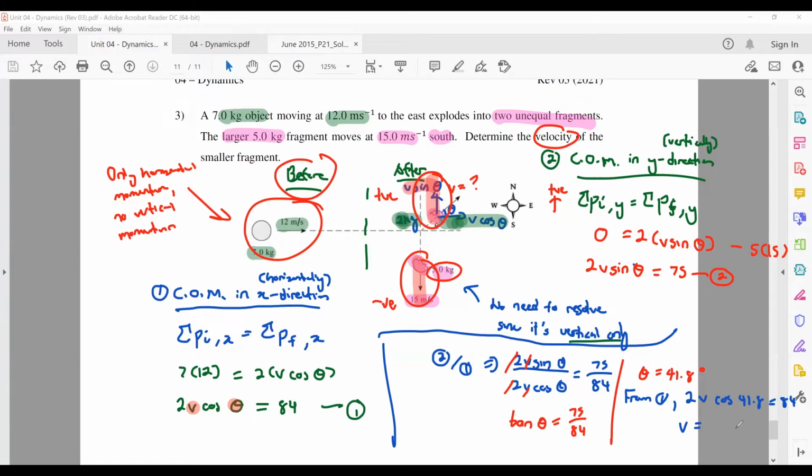2V cos 7 times 12. 84 divided by 2 divided by cos 41.8, I'll get 56.3 meter per second. Okay, so this is what I'll get. This is the final answer. This is the velocity for the smaller fragment, by using conservation of momentum in both the x and y direction.